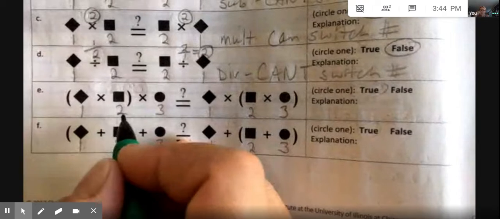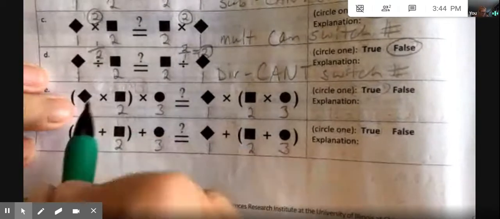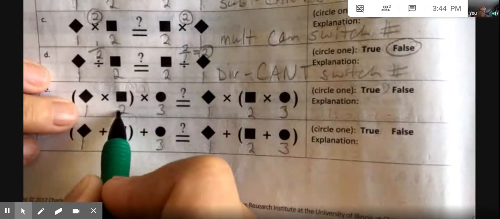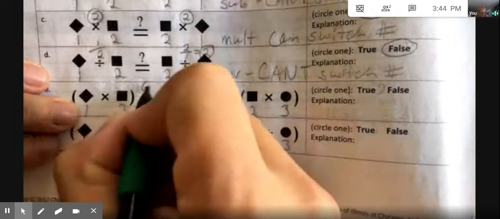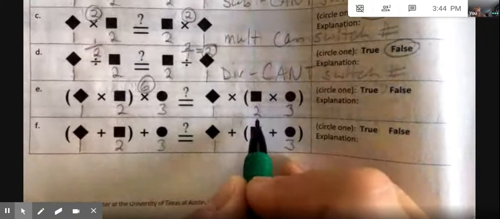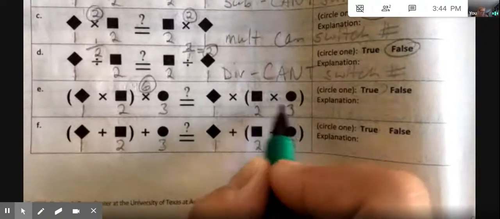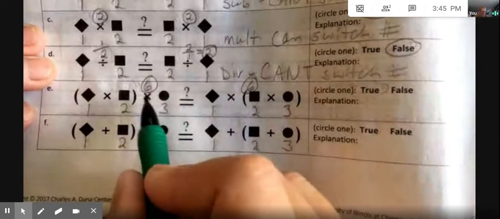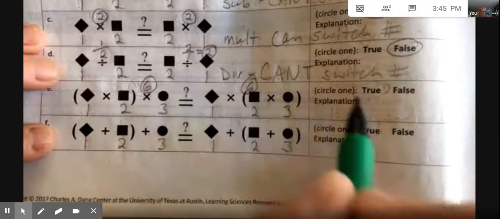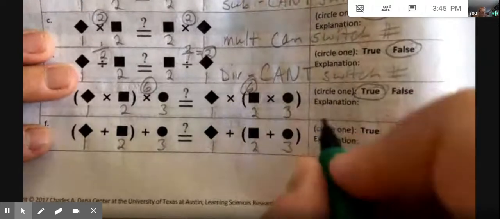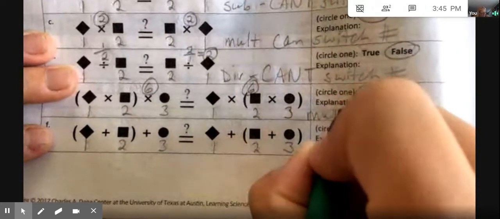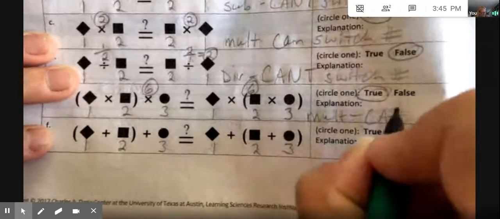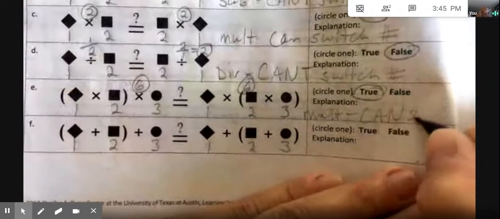All right, so remember with PEMDAS, we have to do parentheses first. So 1 times 2 is 2, times 3 would be 6. And then over here we have 2 times 3 is 6, times 1. 6 times 1 is 6. So now we have 6 equaling 6. True statement. So we know for multiplication, we can switch the order of the numbers.